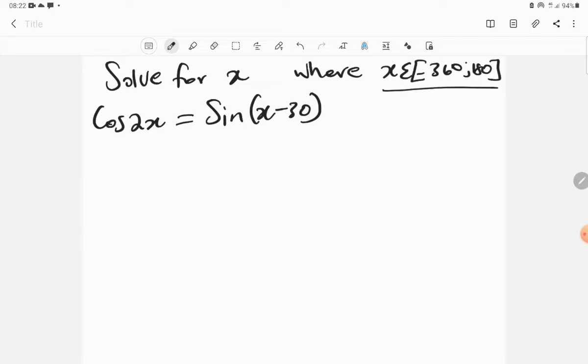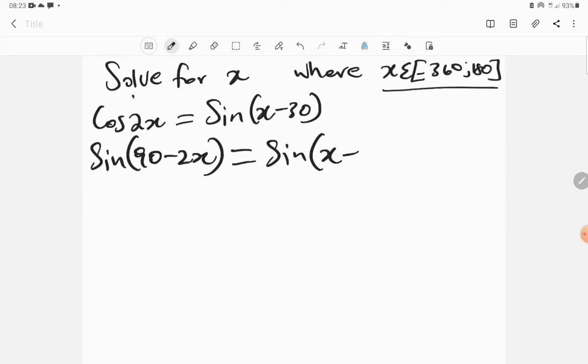So here I prefer to change the left hand side to be in terms of sine. So how do we do that? Then we are going to have sine (90 minus 2x). So we have changed this whole thing to be in terms of sine, just that way. This one, let's just keep it this way, with nothing to be changed there.